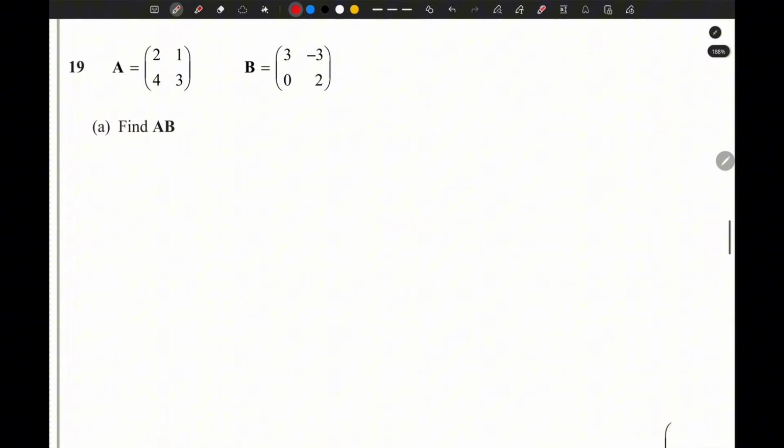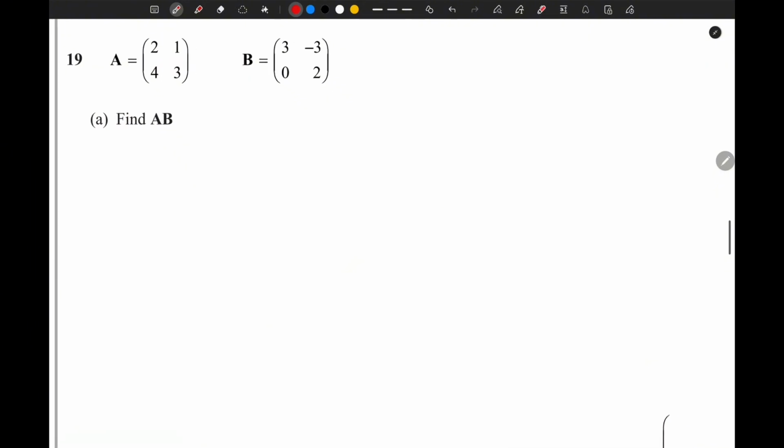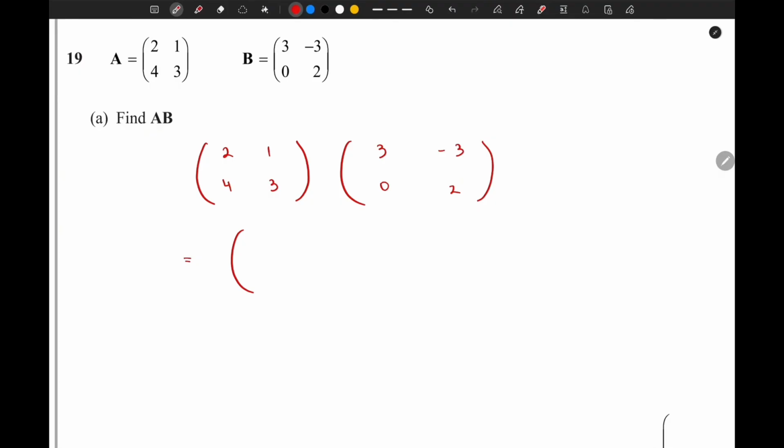Now moving on to the next question. In the first part, we have to find out the matrix AB. So we basically need to multiply these two matrices. So it's 2, 1, 4, 3 multiplied by 3, 0, minus 3 and 2. Now the rule for multiplying matrices is that you need to go row times column.